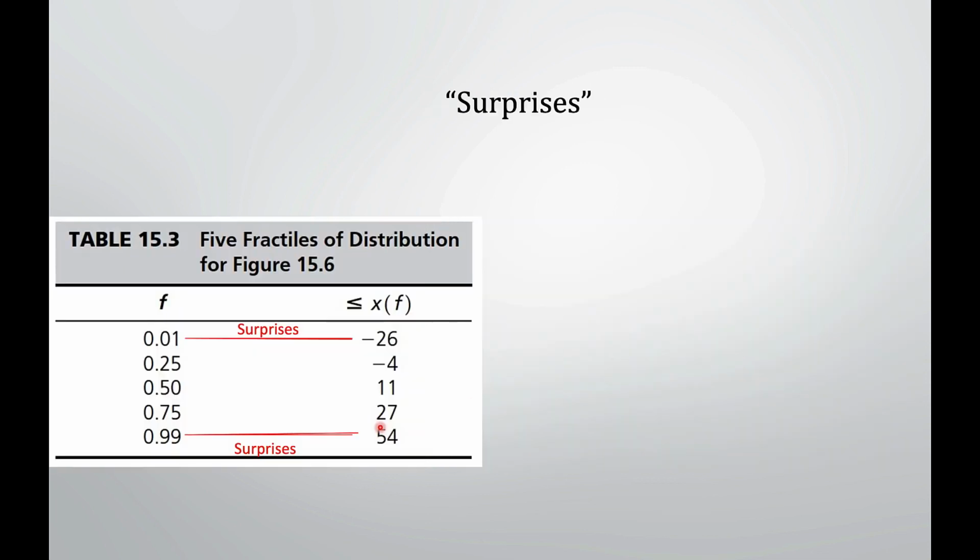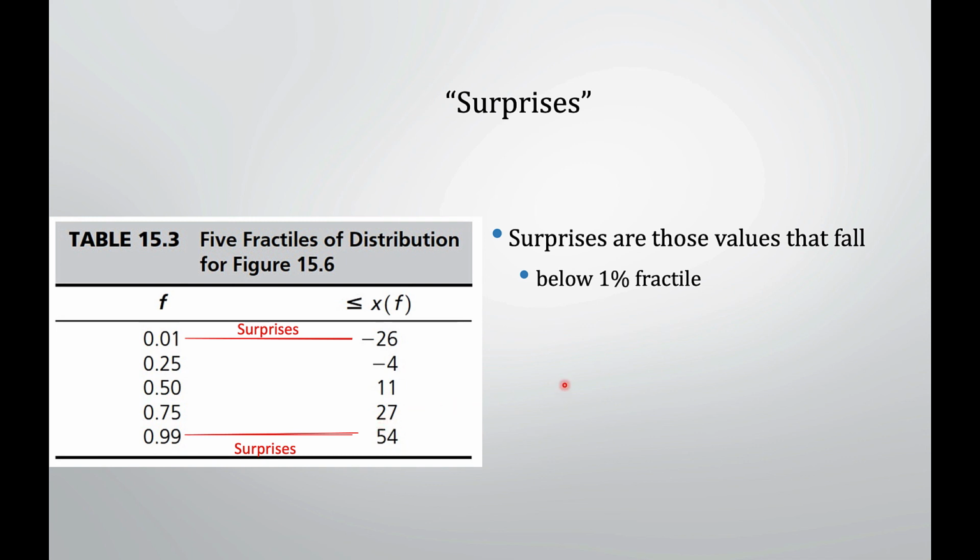Okay. And then we want to define what we call surprises. Surprises are the values that fall below the 1% fractile here. This is the 1% fractile. If a value falls below it, that is below -26, then it is called a surprise. And also, if it is above the 99% fractile, 54, then it's also called a surprise. For example, 60 degrees would be called a surprise.